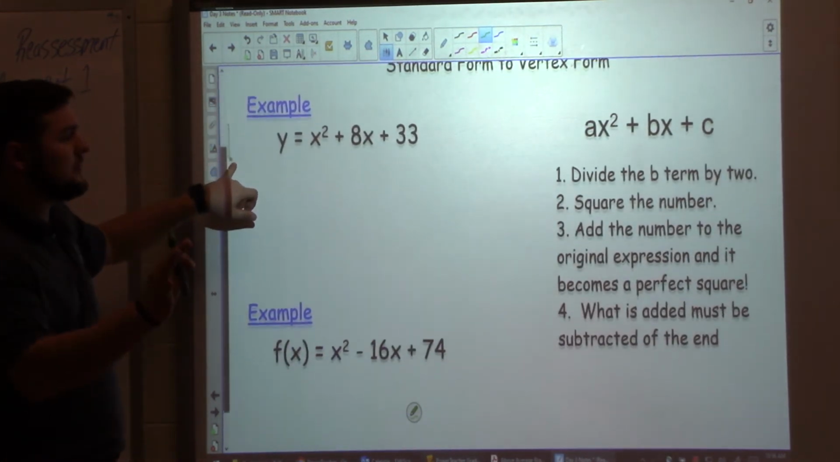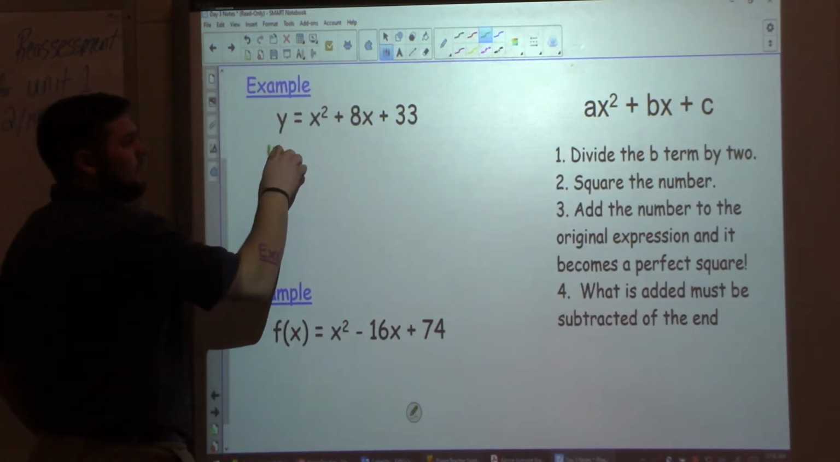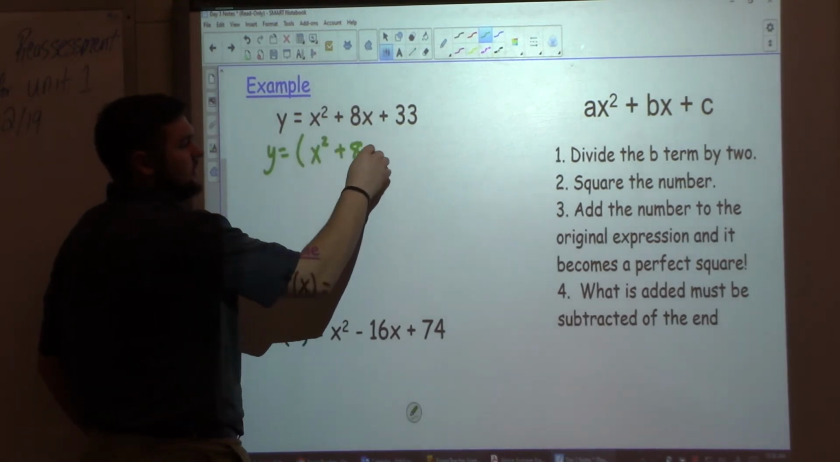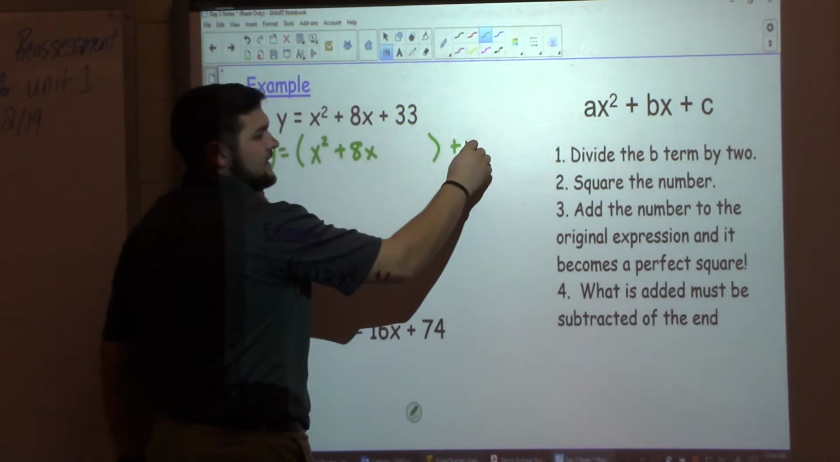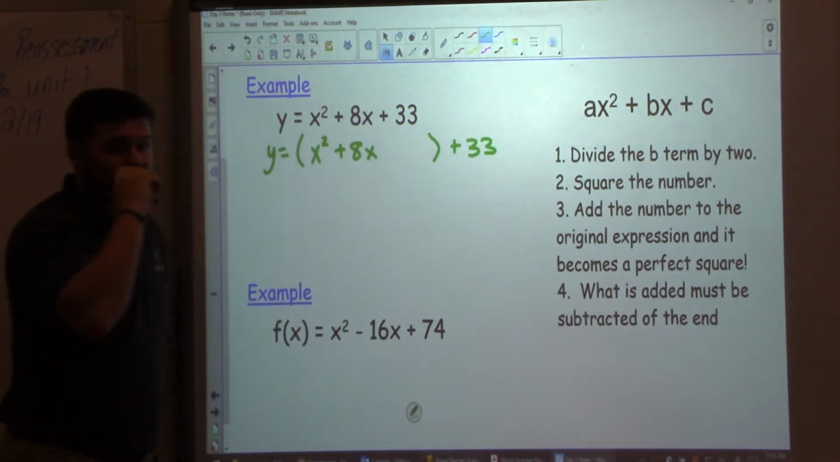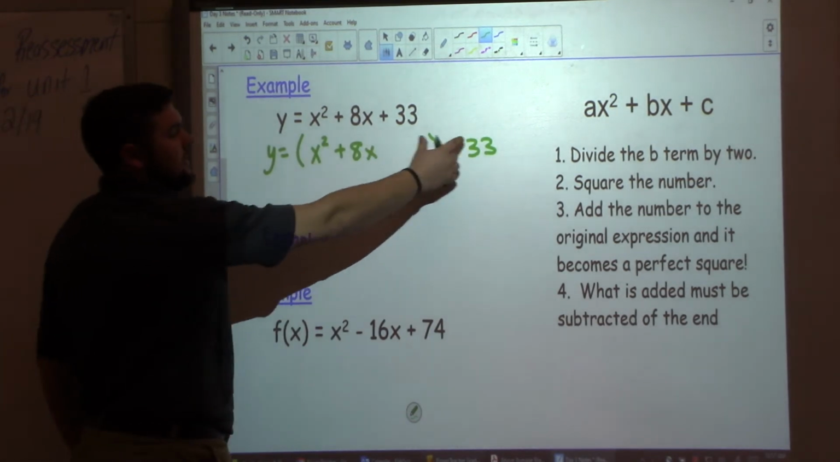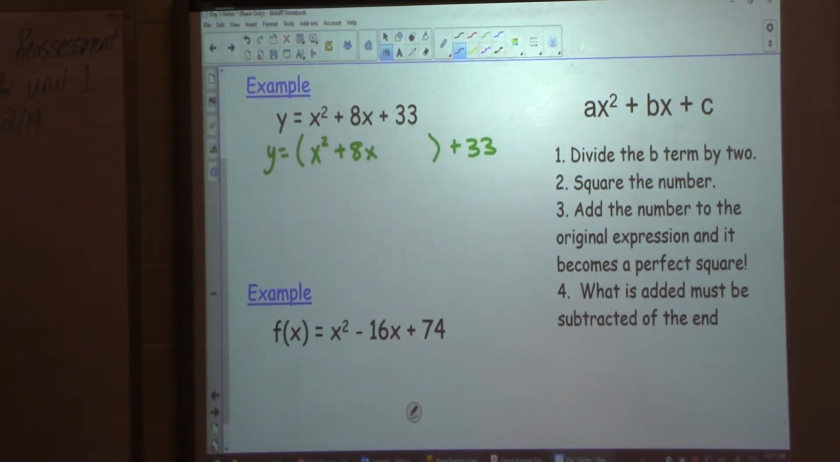So the first thing I want you to do when you're going from standard to vertex is rewrite it. Y equals, put in parentheses x squared plus 8x, leave a space, and on the outside goes plus 33. Every time you do it, you should rewrite it first. Rewrite the x squared and the x term inside, leave a space, and then plus 33 goes on the outside.